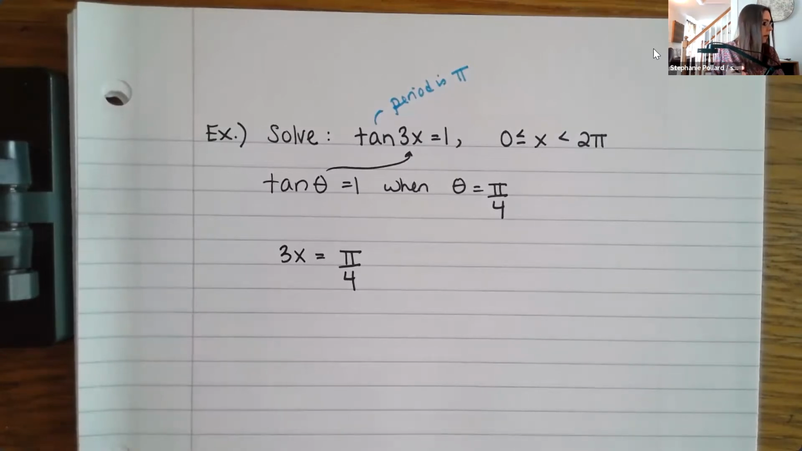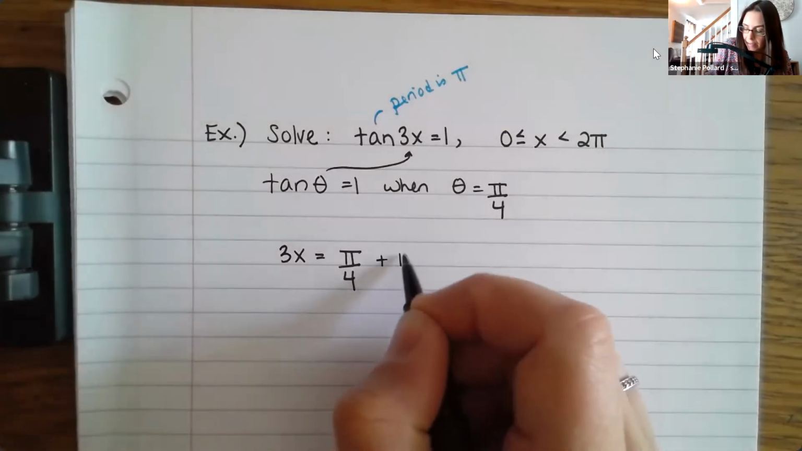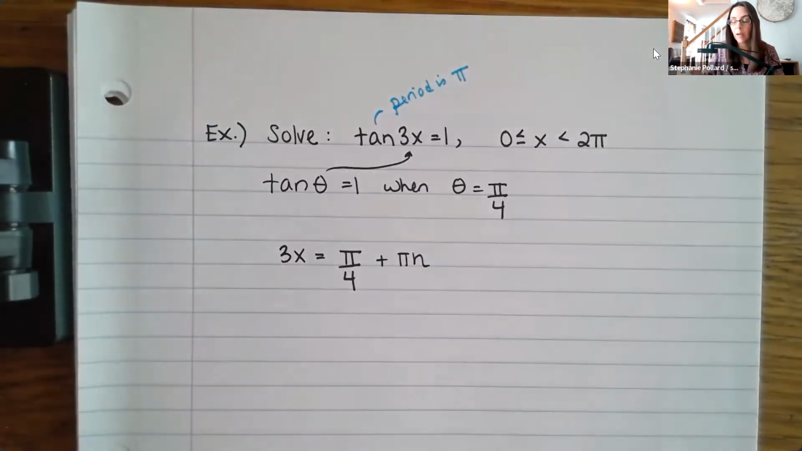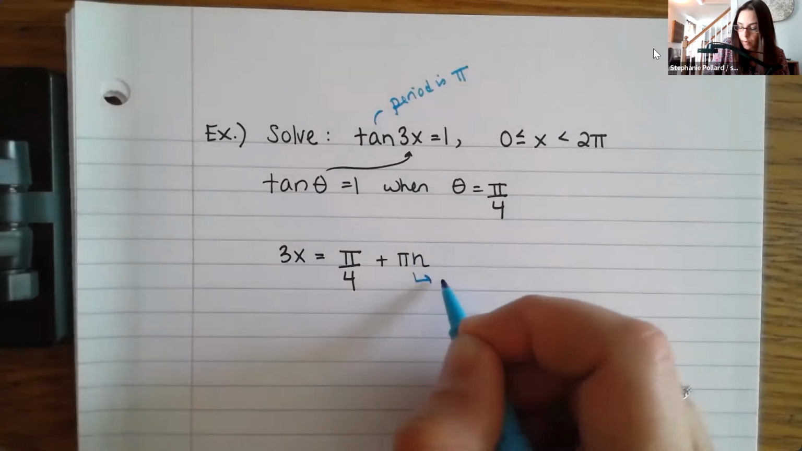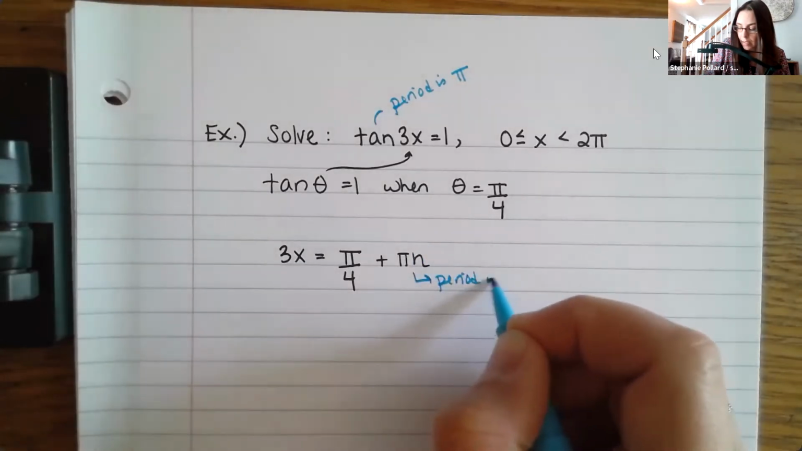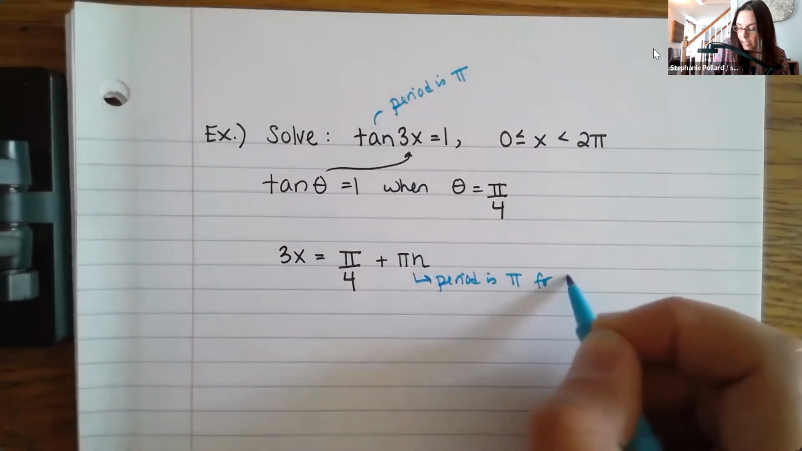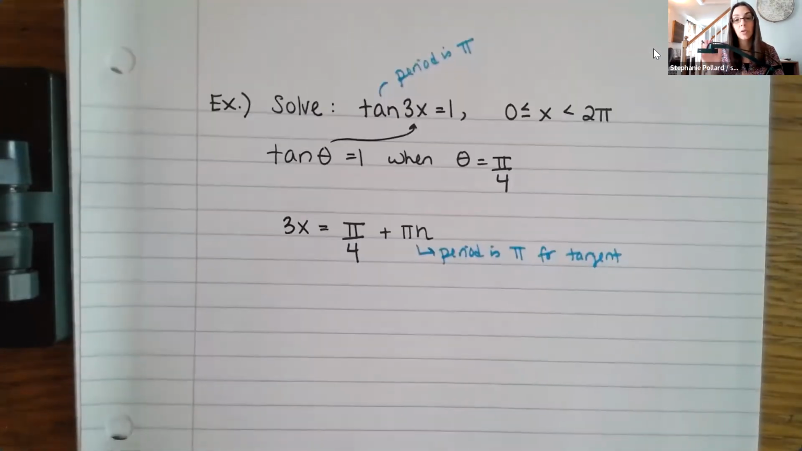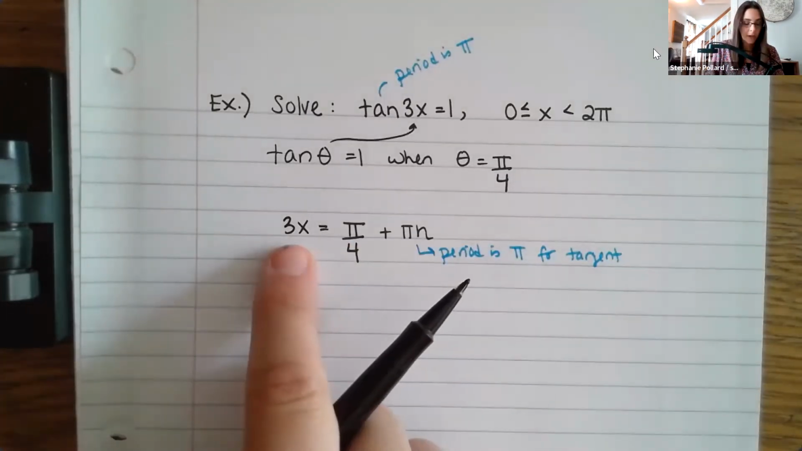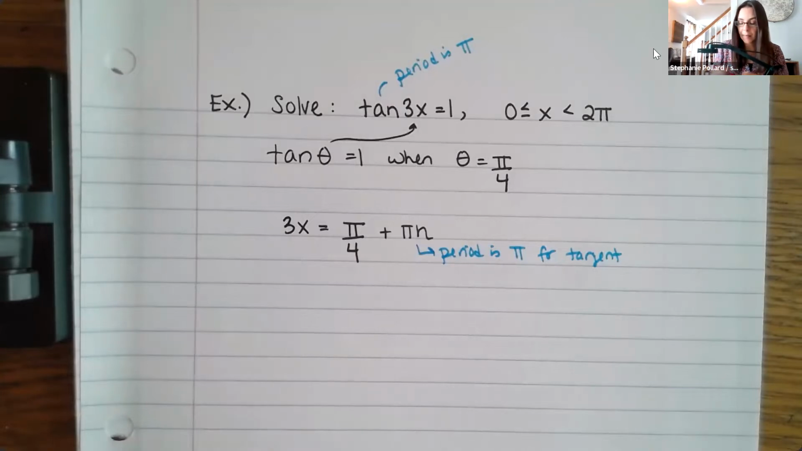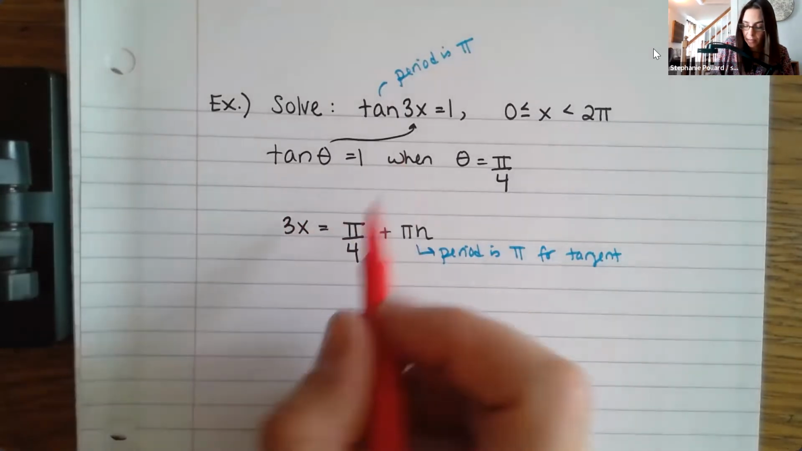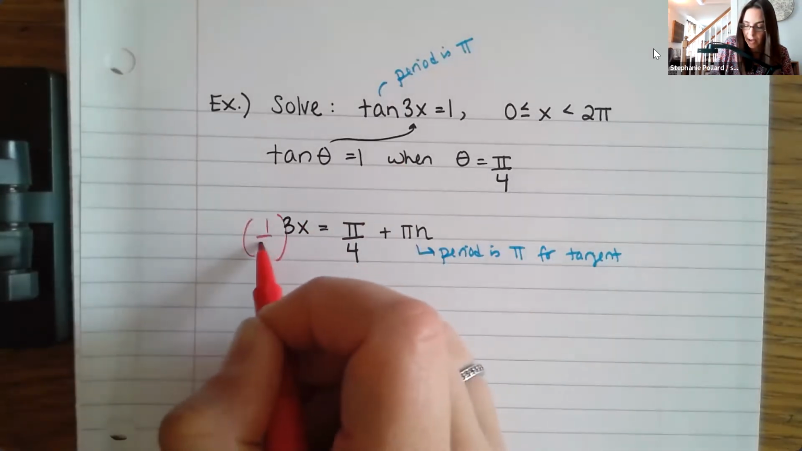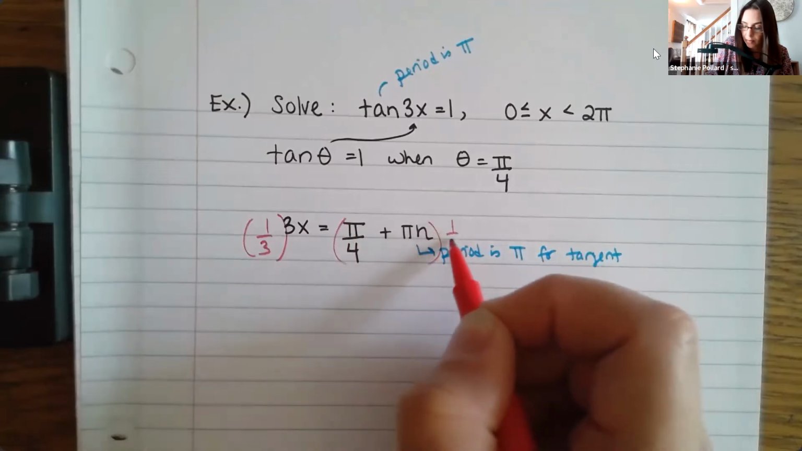The other thing I want to remember is that we are also periodic with period pi. So I'm adding in pi times n, or n times pi, whatever you want to do. So remember, our period here is pi for tangent instead of 2 pi. So we're going to add in that piece. And I do add it in before I solve for x. So now that I have that added in, I'm going to divide everything by 3. To make it a little easier, I'm just going to multiply both sides by 1/3.